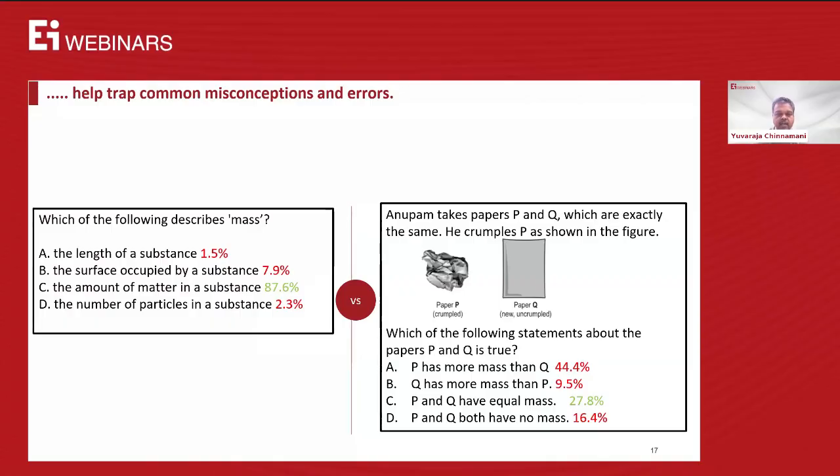This reveals a critical disconnect. Students can recite the definition of mass, but they don't truly understand that crumpling doesn't change the amount of matter. They are likely confusing mass with density, volume, or even just the visual appearance.